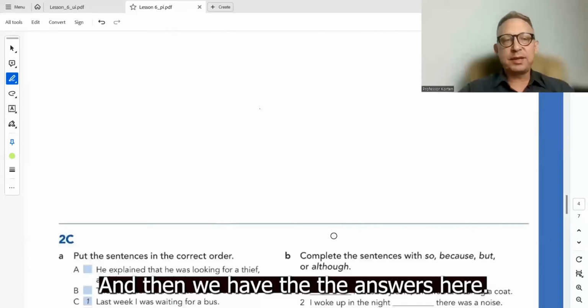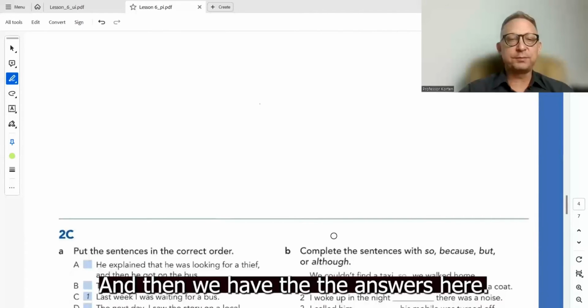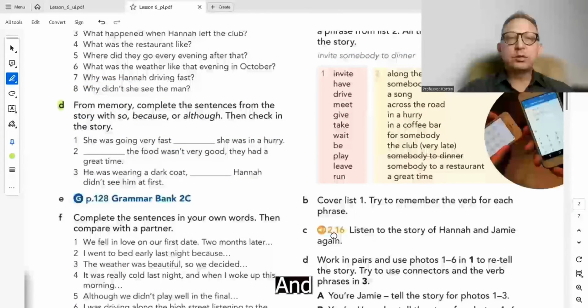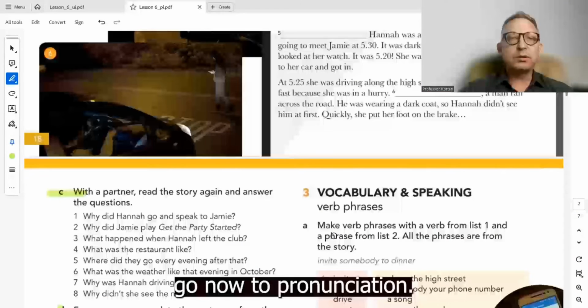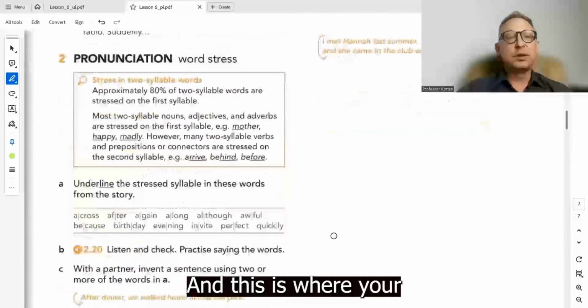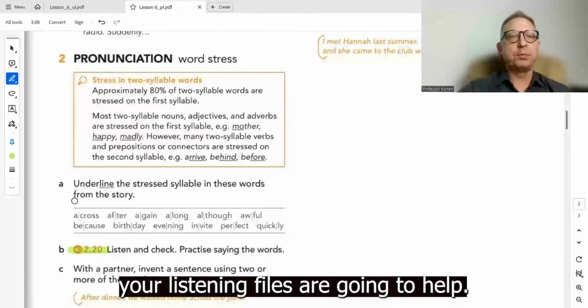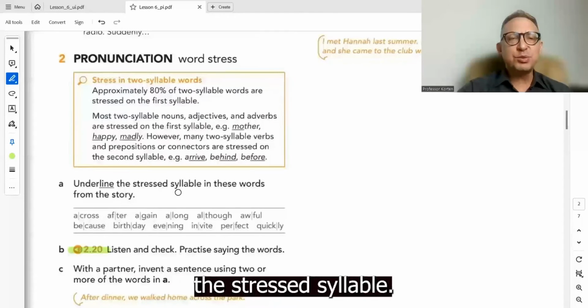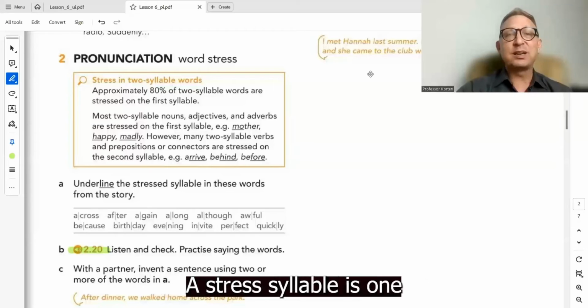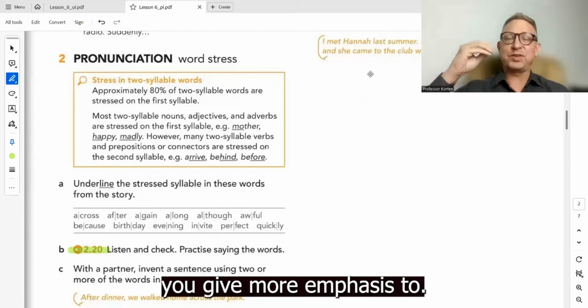All right, and then we have the answers here. And we're going to go now to pronunciation. This is where your listening files are going to help. You're going to underline the stressed syllable. What is a stressed syllable? A stressed syllable is one you give more emphasis to. So watch.